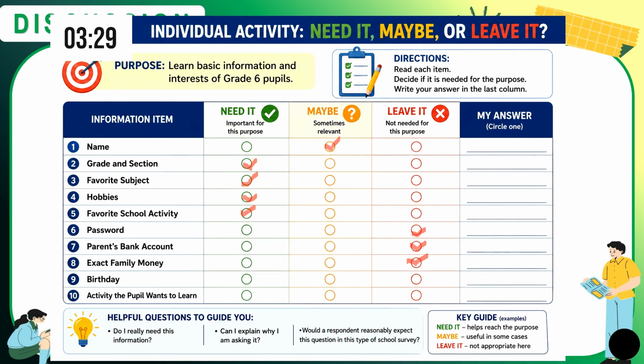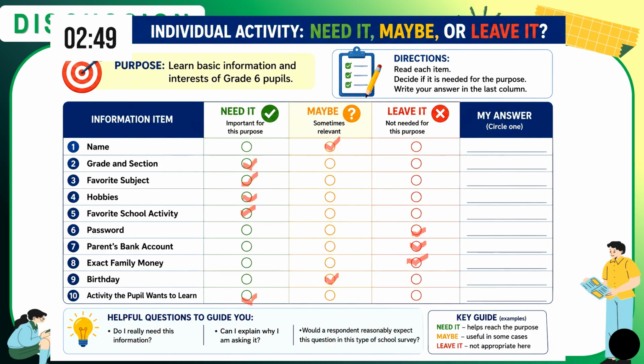Okay, birthday. Birthday, maybe. Why maybe? Birthday is basic personal information and may be useful for some class purposes such as recognizing birthdays. However, it is not necessary if the survey only wants to learn about interests. Number 10, last number, activity the pupils want to learn. Need it. This tells us what pupils are interested in learning, so teachers can use the answers when planning activities or lessons.